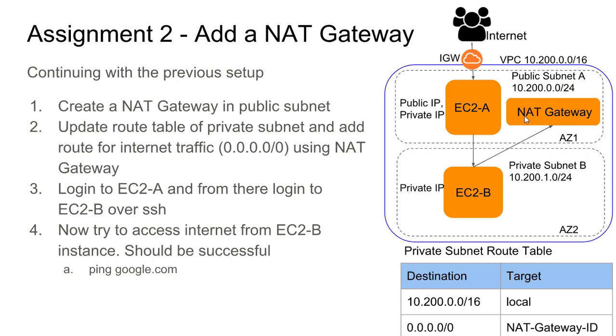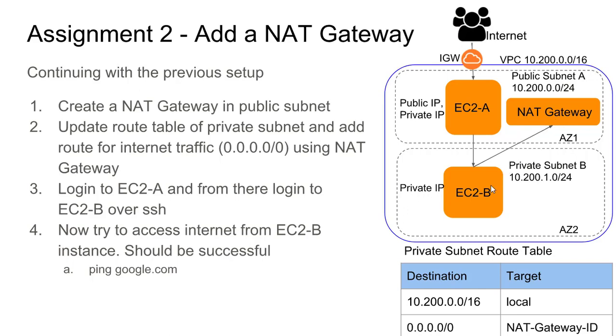Just to reiterate, with this setup, we won't be able to directly connect to EC2 B over the internet. We would have to first come to an instance in a public subnet, and from there we'll connect to the EC2 B instance. But from EC2 B, we should be able to connect to the internet. That means you can download any packages, you can ping google.com, like that.